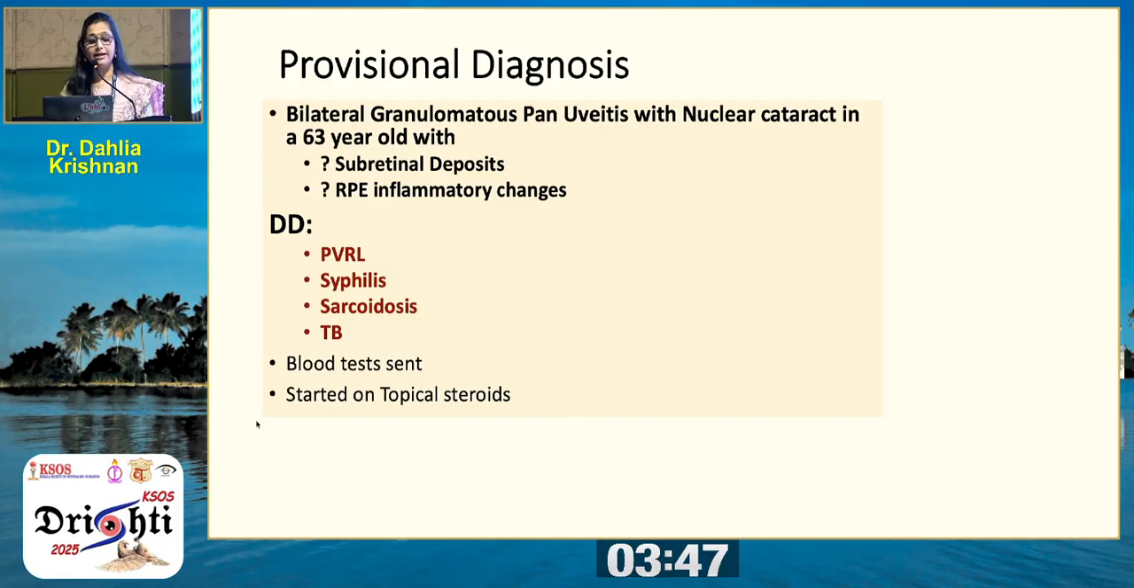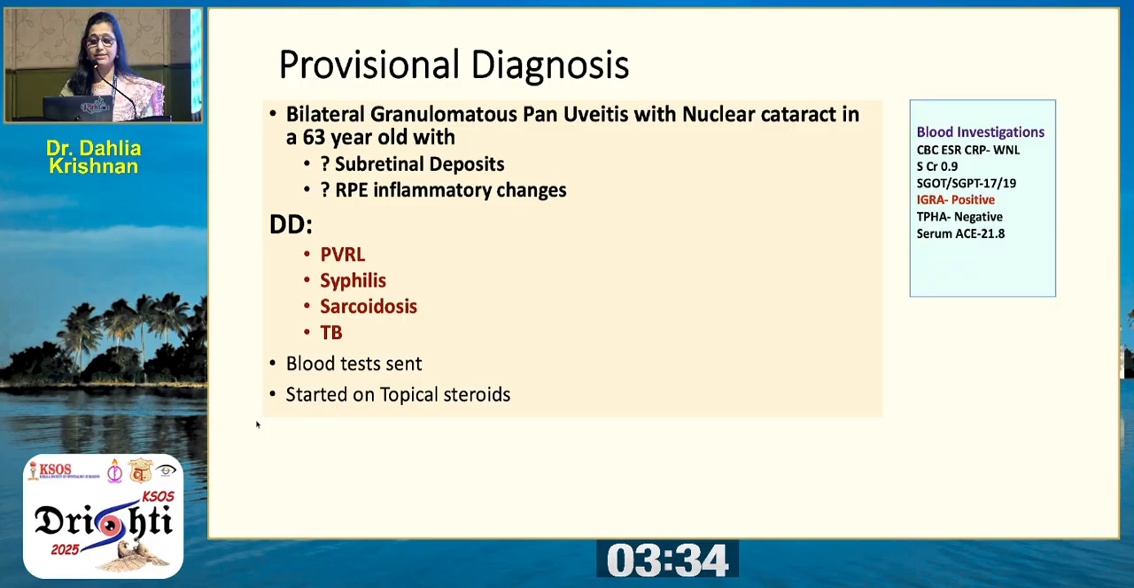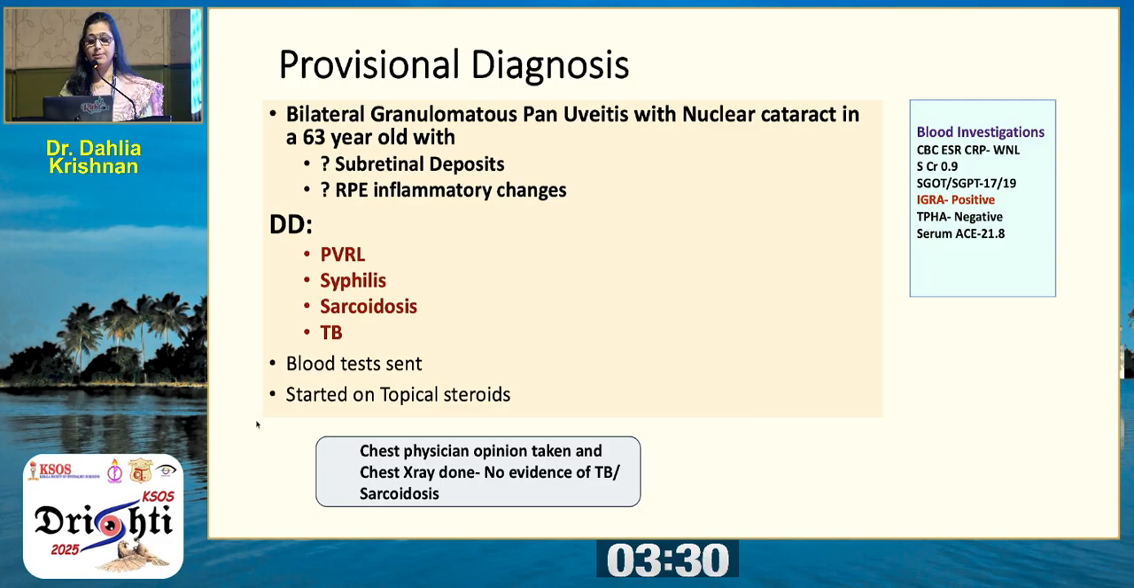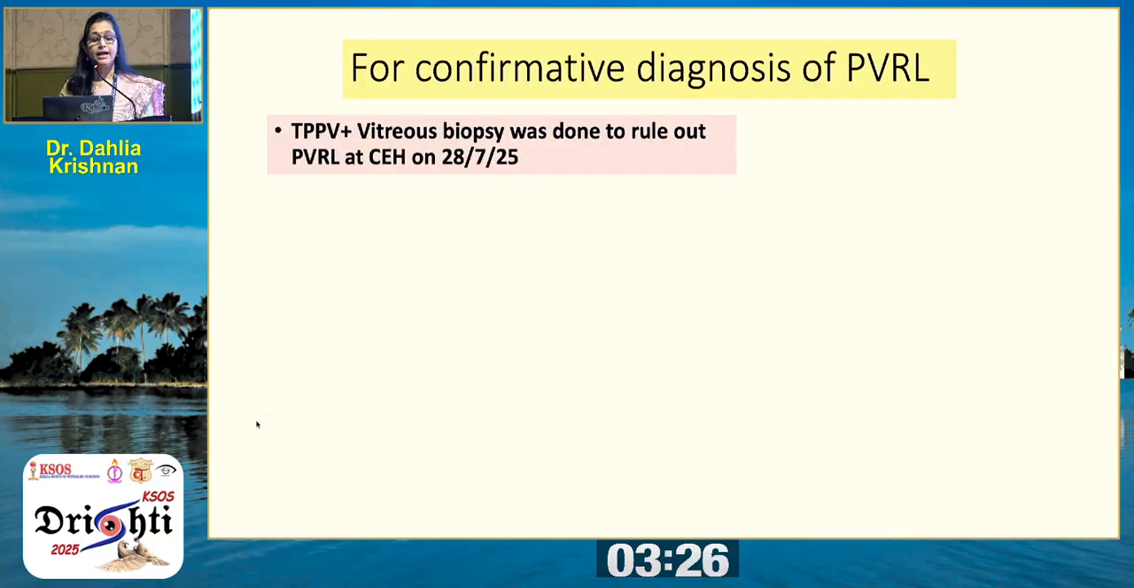So here we had a bilateral granulomatous panuveitis with nuclear cataract in a 63-year-old with subretinal deposits, could be RPE inflammatory changes. Our first differential diagnosis was PVRL, but we wanted to rule out syphilis, sarcoid and TB. So blood tests were sent. IGRA came positive, so again a chest opinion was taken and TB was ruled out. MRI brain with orbit was done to rule out CNS lymphoma. And here the patient was willing for diagnostic vitrectomy, and it was done.